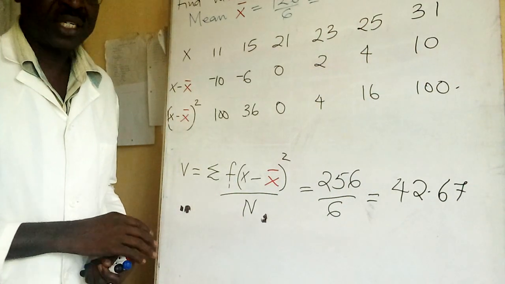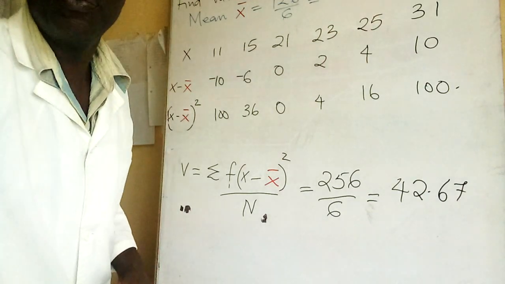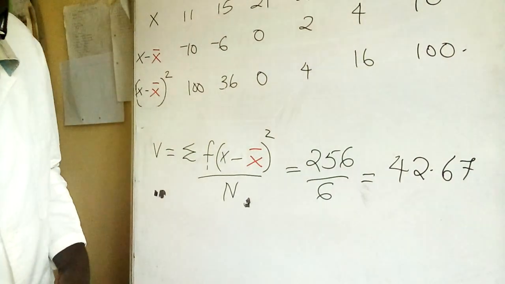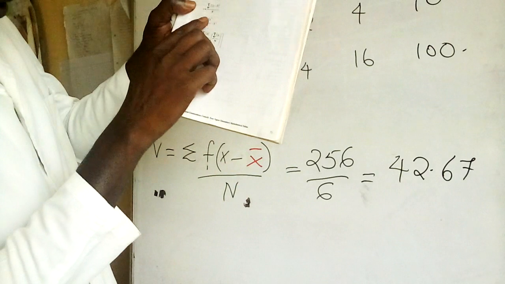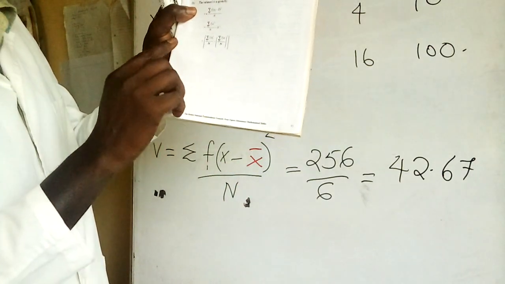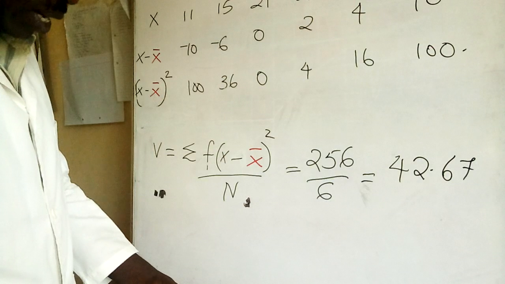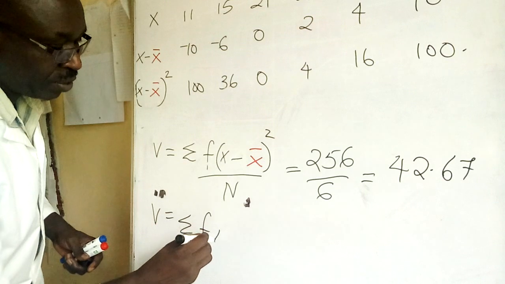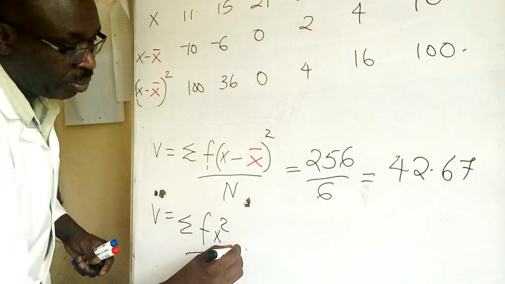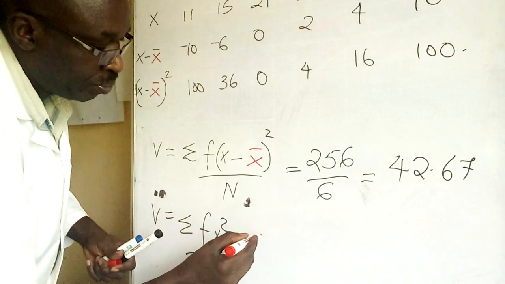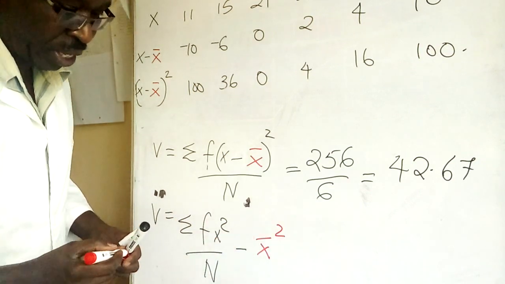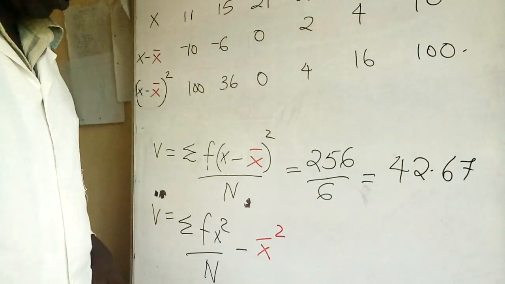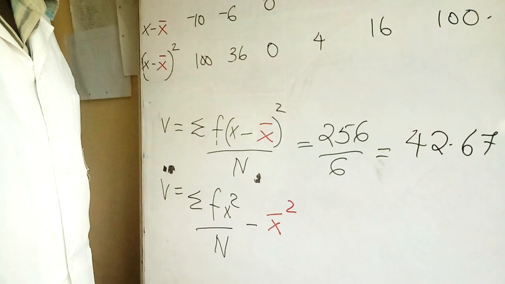Now, suppose we move a step further. Second formula in your book. The second formula is here: sigma f x squared over n minus x bar squared. That is the way the formula appears in the table.